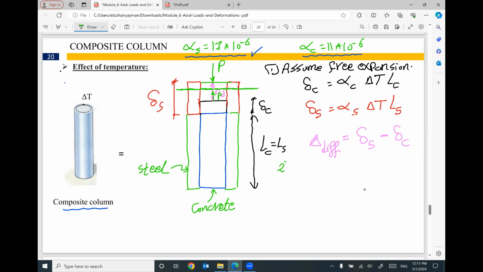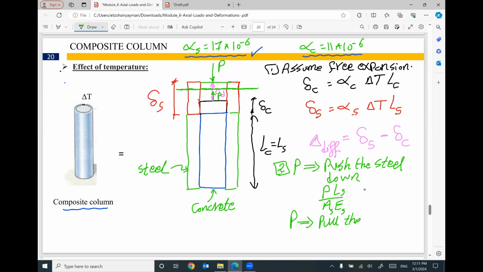So second one, we will have a force P trying to push the steel down. How much? PL over AE for steel. And the same force P, because summation of F equals 0. So P and P will pull the concrete up by PL over AE for concrete.